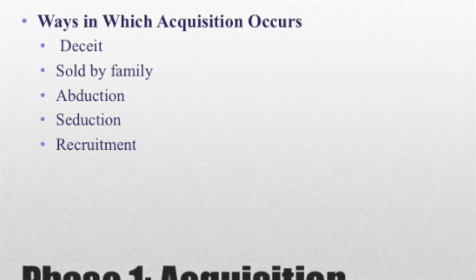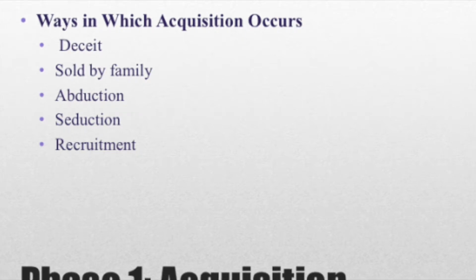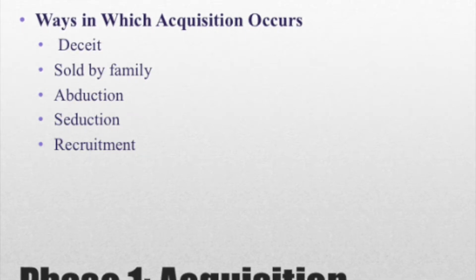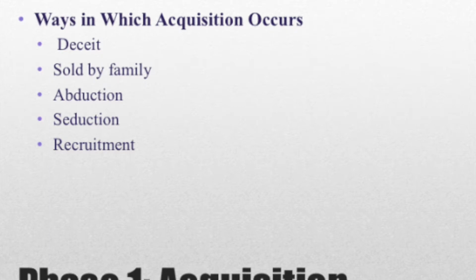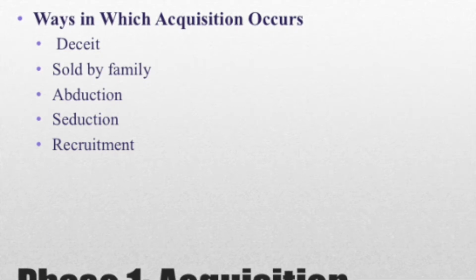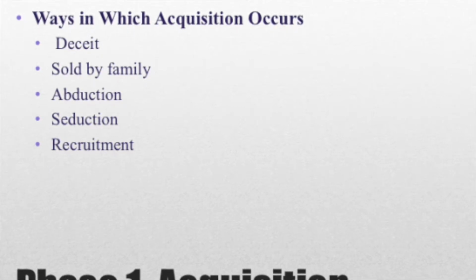The fourth way a victim can find themselves in the sex trade is through seduction. Seduction is when a sex trafficker or someone working for a sex trafficker uses romantic tactics on a victim to make them vulnerable, and then uses this vulnerability to either force them into the sex trade or make them think it is a good idea for them.